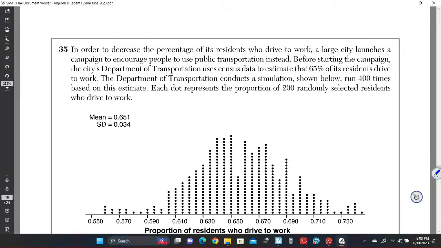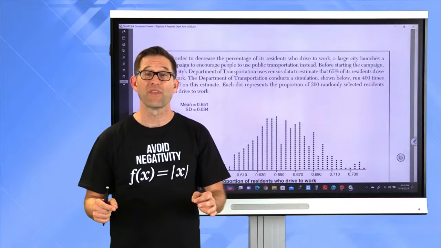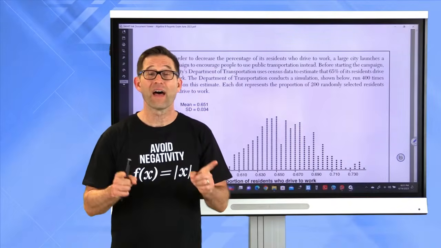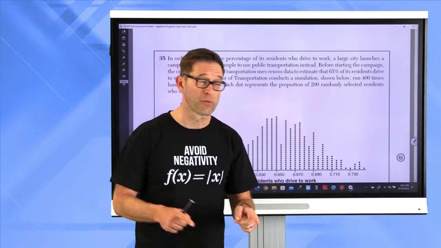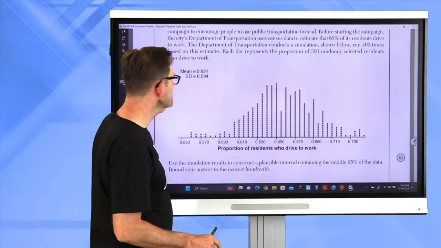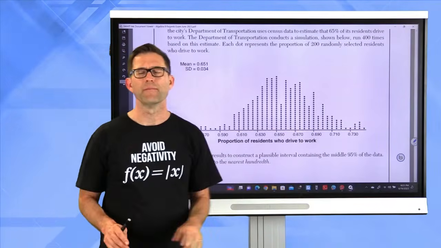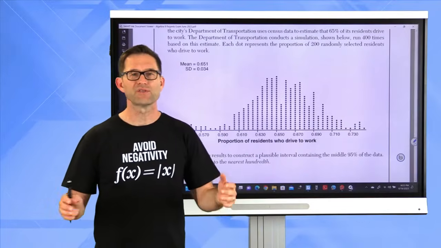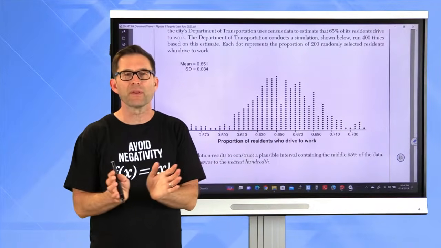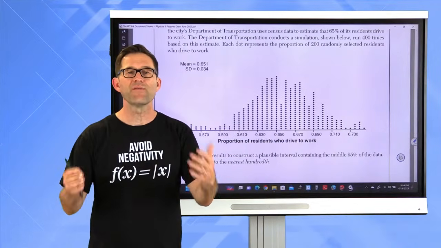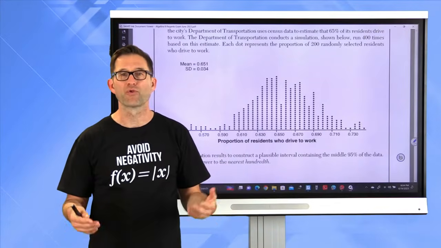Each dot represents the proportion of 200 randomly selected residents who drive to work. That's actually not correct. That's not what each dot represents. Each dot represents one of the simulations that they ran, and that simulation having a particular proportion. So again, understand this whole idea. The whole idea is that they assume that in the population they care about, 65% of all the people drive to work.